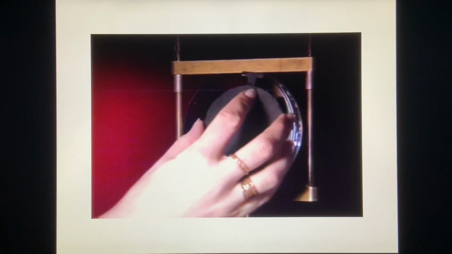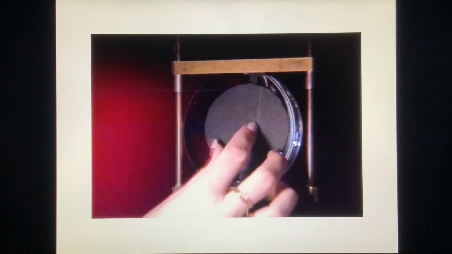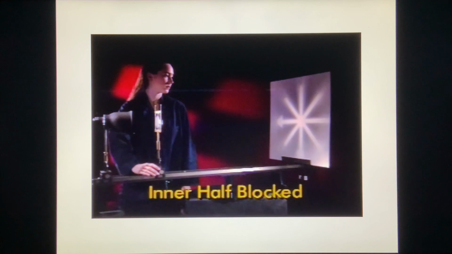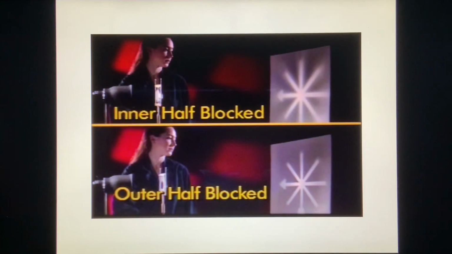Now we'll block off the center of the lens instead of the outer half. The image is now very fuzzy, but can be sharpened by moving the lens closer to the object. Notice that this image is not as good as the image obtained with the center of the lens.